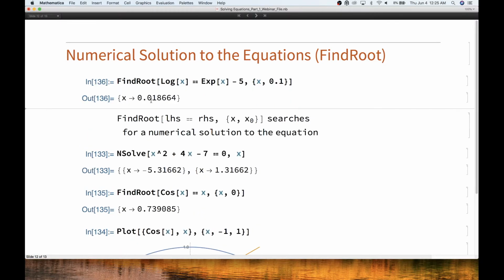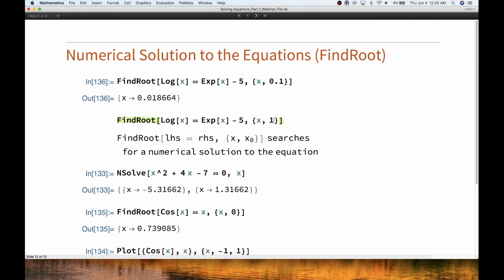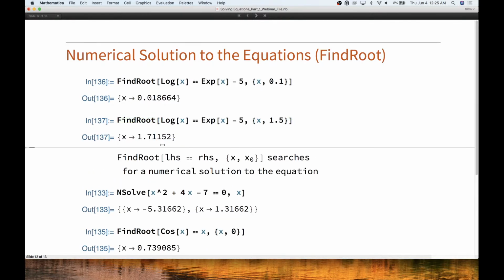But if I give the value, instead of the starting point of 0.1, I say okay, give me 1.5. FindRoot is going to find the value at 1.7. So this is happening because it is intersecting at more than 1 point. And you may be wondering, why is that so? You can also see that by visualizing this.